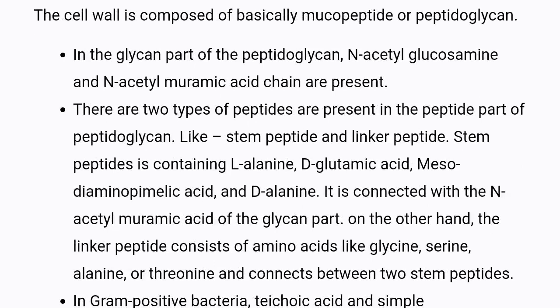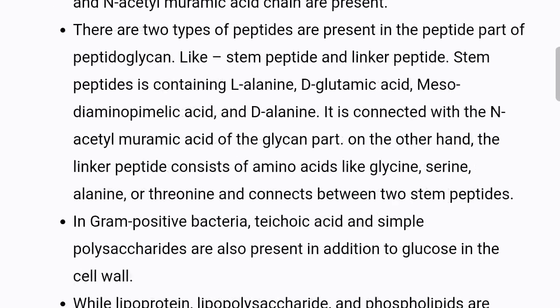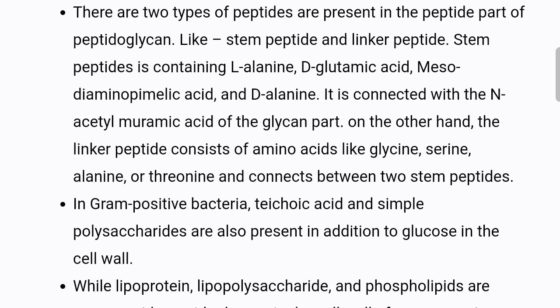In the glycan part of the peptidoglycan, N-acetyl glucosamine and N-acetyl muramic acid chains are present. There are two types of peptides present in the peptide part of peptidoglycan, like stem peptide and linker peptide. Stem peptide contains L-alanine, D-glutamic acid, meso-diaminopimelic acid, and D-alanine. It is connected with the N-acetyl muramic acid of the glycan part.